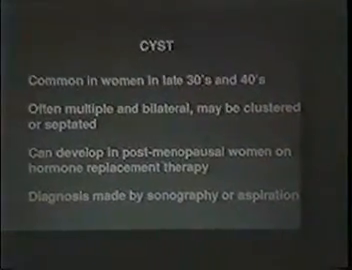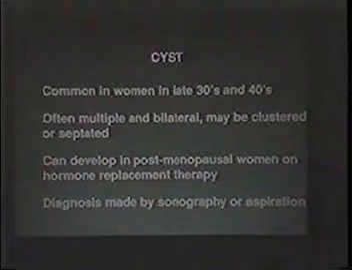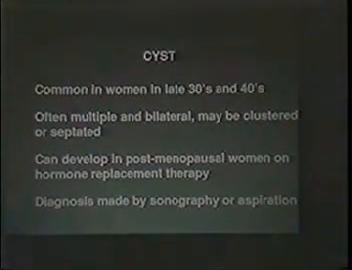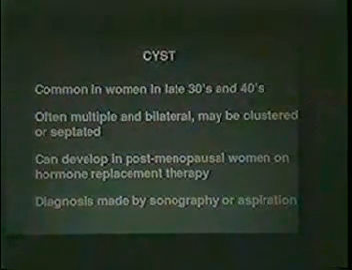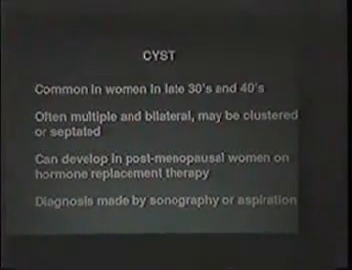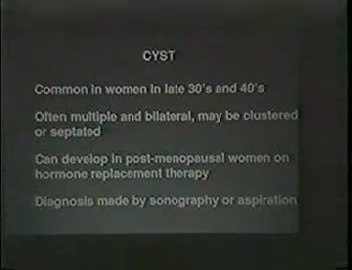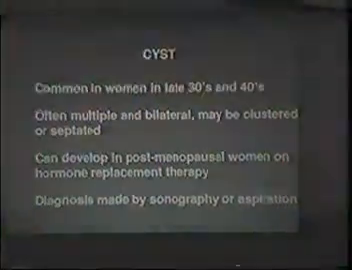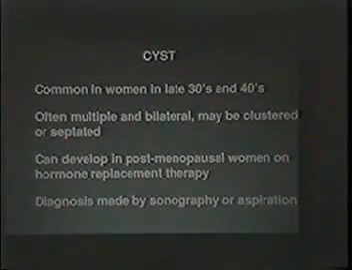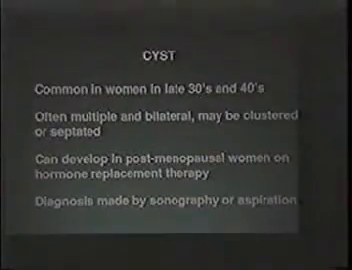Now, of the common lesions that we see in the breast, the 2 common lesions we see in the breast that are benign are, of course, cysts and fibroadenomas. Cysts are common in women in their late 30s and their 40s, although they may be present in women of any age, and they are also common in postmenopausal women now that there's so much exogenous hormone replacement therapy that's being done. Although we think of them often as solitary lesions, they are not uncommonly multiple and clustered. They may be septated, and they may be unilateral or bilateral. Again, they can occur in postmenopausal women as well as premenopausal women.